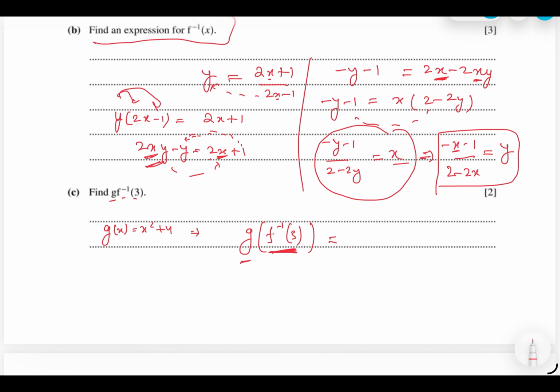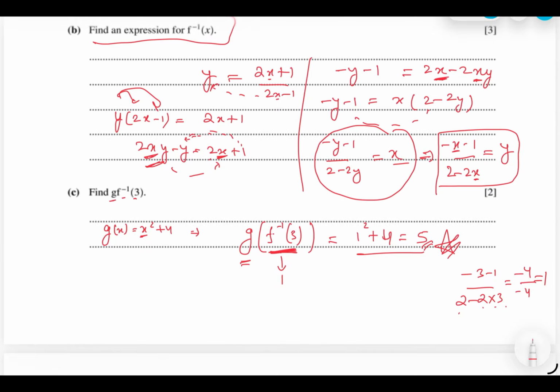So I will put 3 over here, which would give me (minus 3 minus 1) upon (2 minus 2 into 3). This is minus 4, and this one will give us 2 minus 6, that would be again minus 4. This is 1. So the value of this function is 1. I will put it in g(x). I will put 1 instead of x. So it would be 1 squared plus 4. That would give us 5 as the answer.